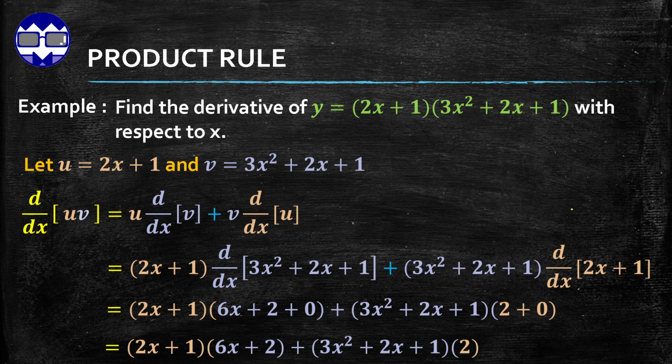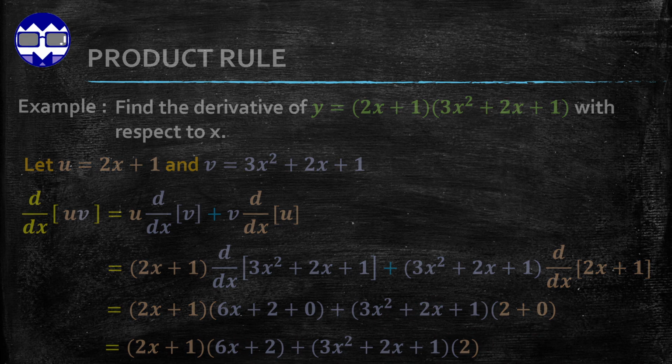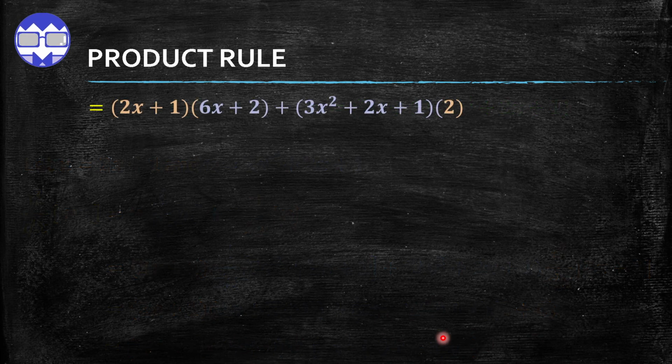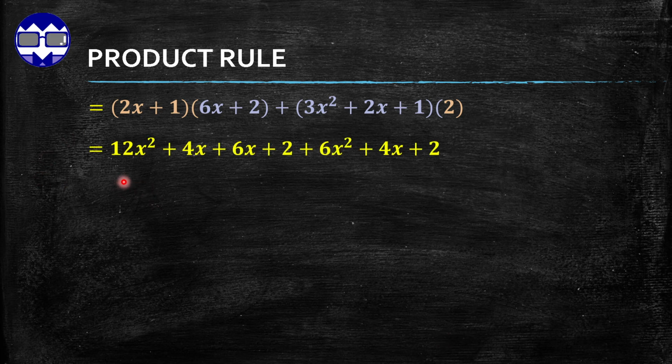Okay, and then using algebra, in the first part we can use FOIL here. Then here we can distribute too. So we will get something like 12x squared plus 4x plus 6x plus 2 plus 6x squared plus 4x plus 2. And then we combine like terms.